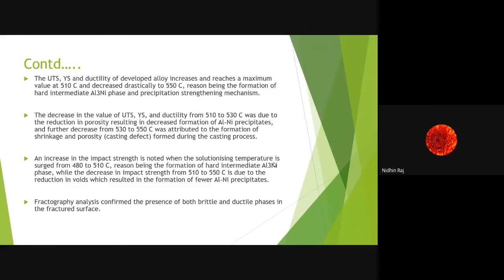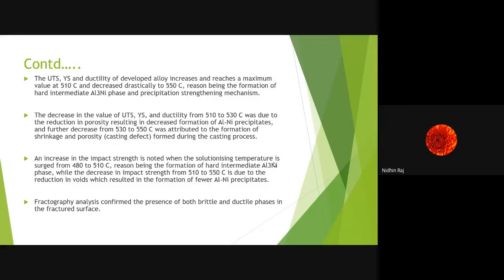The ultimate tensile strength, the yield strength, and the ductility, these three values of the developed alloys increased and reached a maximum value at 510 degrees Celsius, and then afterwards decreased drastically up to around 550 degrees Celsius. The reason for this increase and decrease was attributed to the formation of the hard intermediate Al3Ni phase and the precipitation strengthening mechanism.